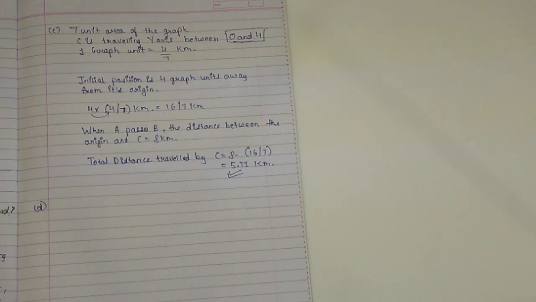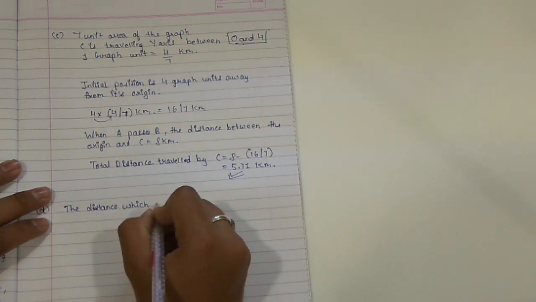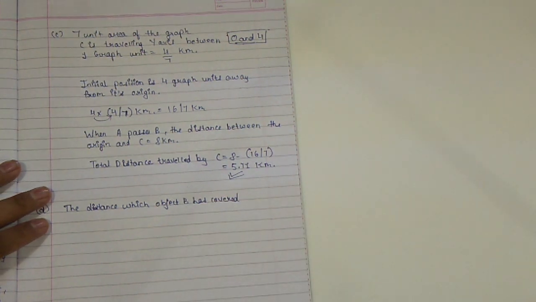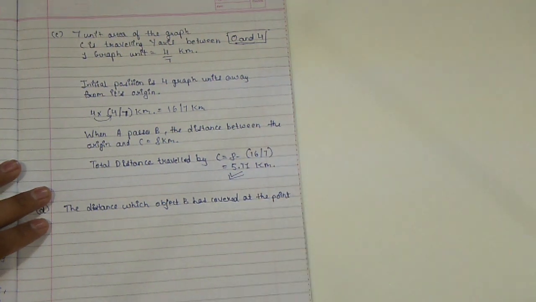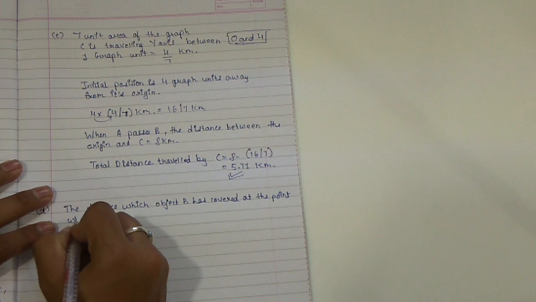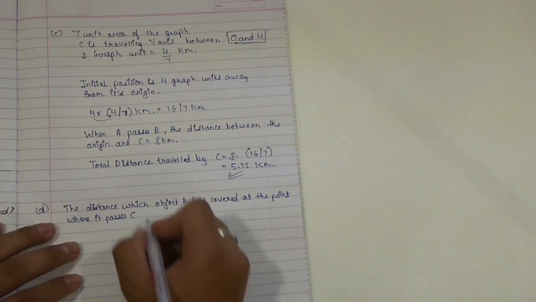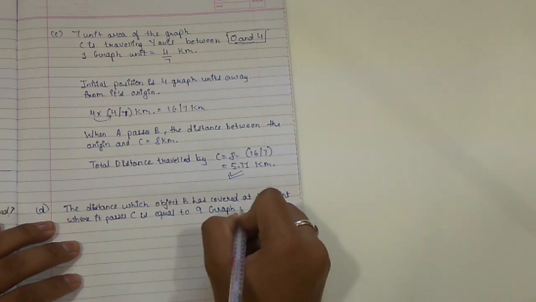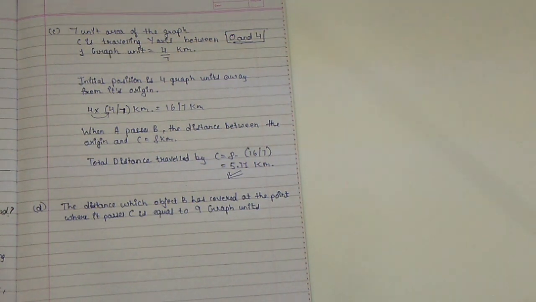The distance which object B has covered at the point where it passes C is equal to 9 graph units. Therefore, the total distance traveled by B when it crosses C is equal to 9 into 4 by 7, which is equal to 5.14 kilometer.